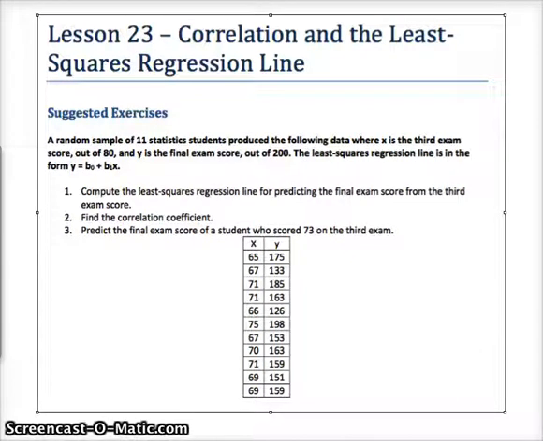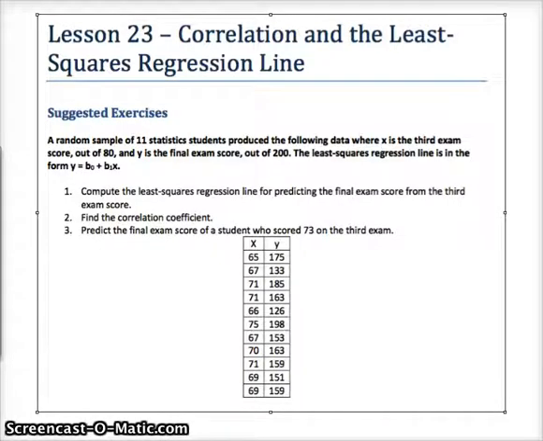Okay, students, this is a short lesson on how to use your TI-84 or 83 calculator to do a least squares regression line. And so here's a problem from your exercise, and let's just read it together for a moment.